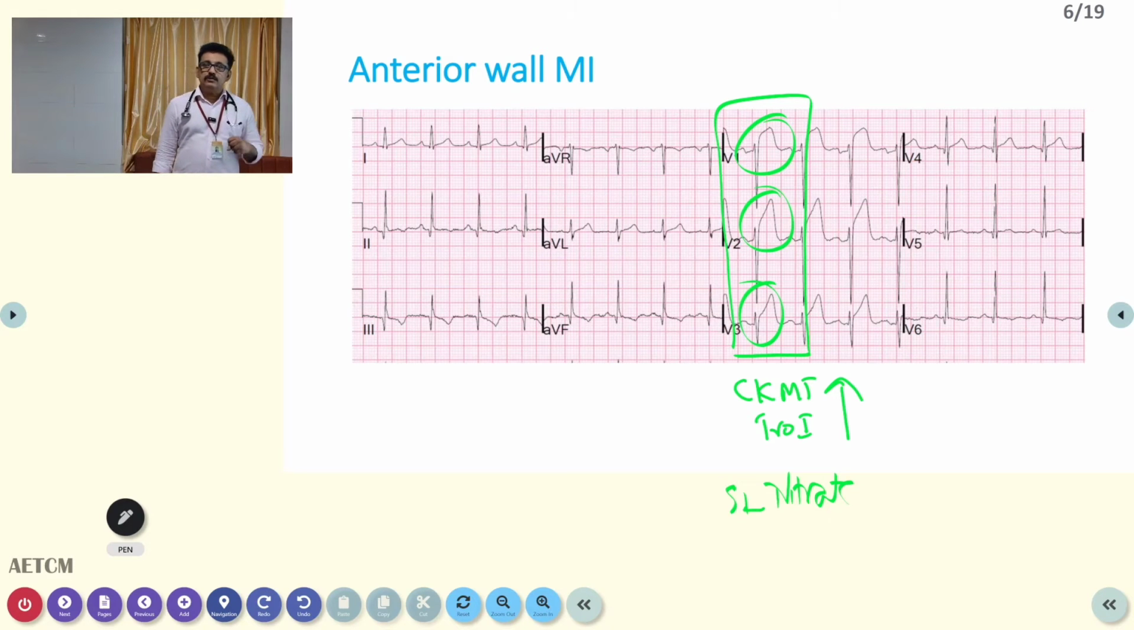To make a diagnosis of myocardial infarction, you need to have ECG changes with elevated cardiac enzymes. So even sometimes you can see ST depression also. Some patients you can see ST depression, T wave inversion, but if cardiac enzymes are elevated, your diagnosis is myocardial infarction.